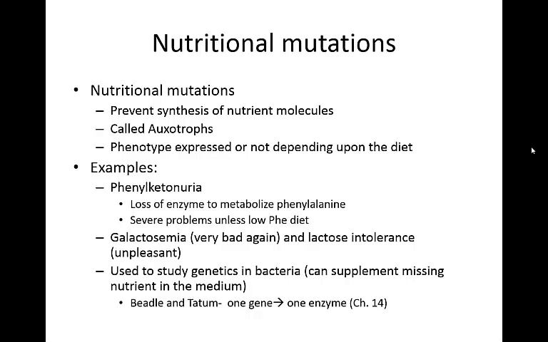Some examples, many of them from humans. Phenylketonuria is where you lose an enzyme that is used to metabolize phenylalanine. Phenylalanine is one of the amino acids. You can have very severe problems unless you restrict phenylalanine within the diet. If you do that, then since you don't have the enzyme to metabolize it, you're totally fine.